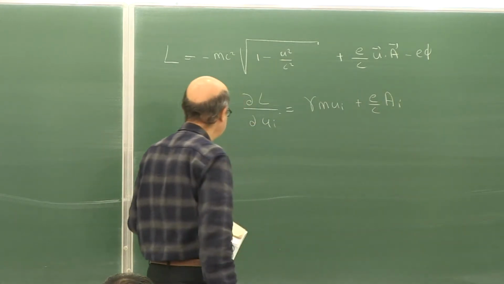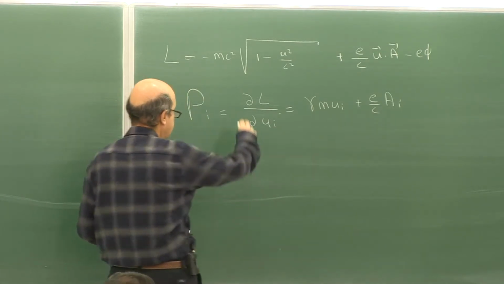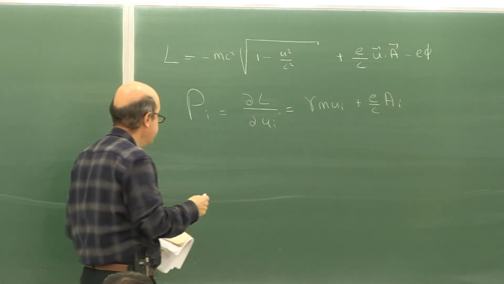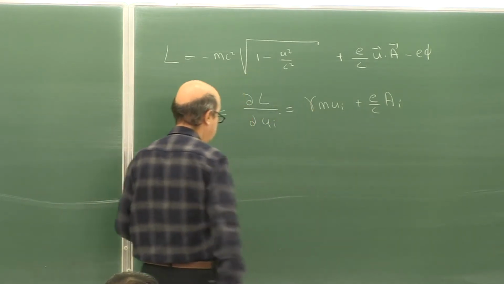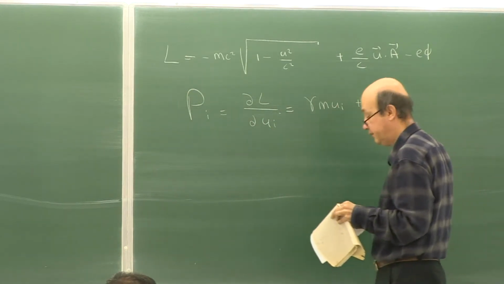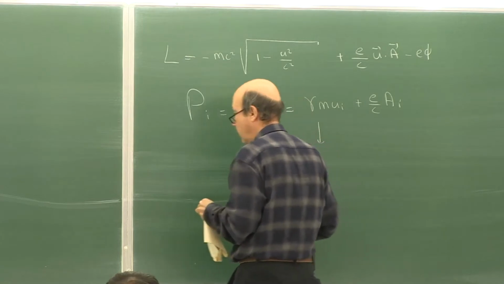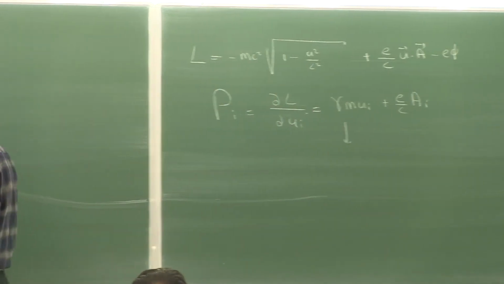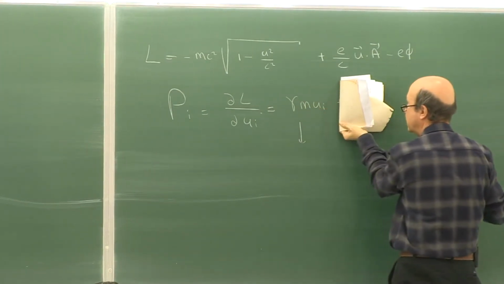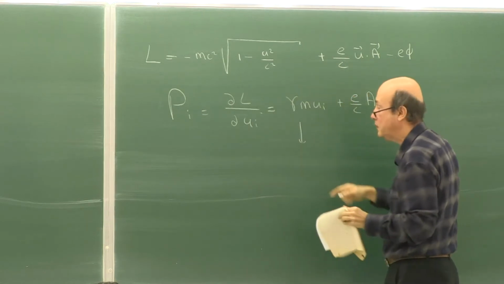So if you take the derivative of that, you will have minus 1 over 2 times 2, and the exponent goes from 1 over 2 to minus 1 over 2, and this is 1 over gamma, and this becomes gamma. And the additional term is e over c times the vector potential. So this piece is the momentum of the relativistic charged particle if there is no interaction. If there is no interaction term, we will obtain this. We already obtained this last time.